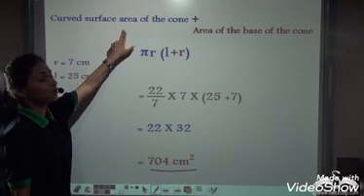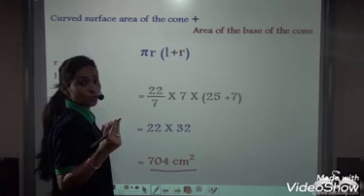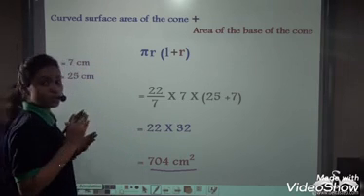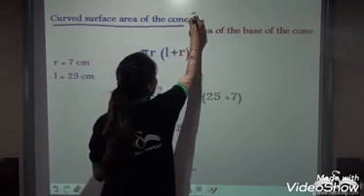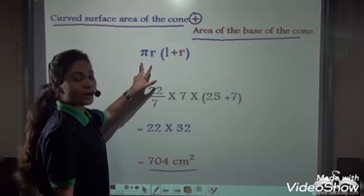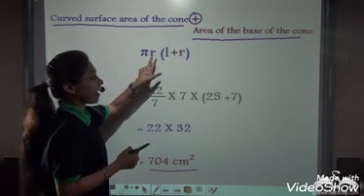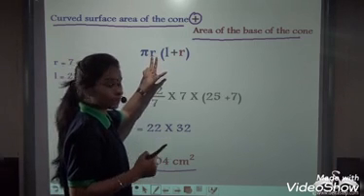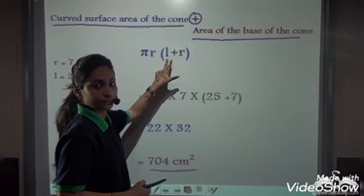Why centimeter square? Because surface area of the cone is always represented by square units. So what did we learn? We learned that total surface area of any cone is actually curved surface area of the cone plus area of the base of the cone, or we can simplify the formula and write pi r brackets L plus r, where r acts as the radius of the circular base and L acts as the slant height of the cone.